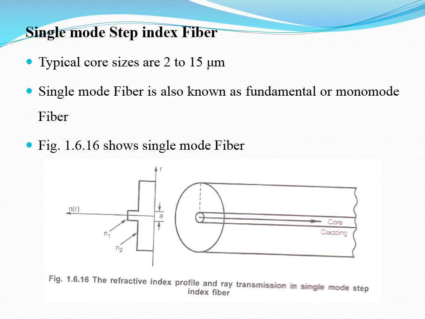By looking into this diagram, we can see that A represents the fiber core diameter. N1 is the refractive index of the core area of the fiber. N2 is the refractive index of the cladding area of the fiber. From the fiber profile, we can observe that this is a step index fiber. So this is how the signal gets propagated in a single mode fiber, which is a step index type.